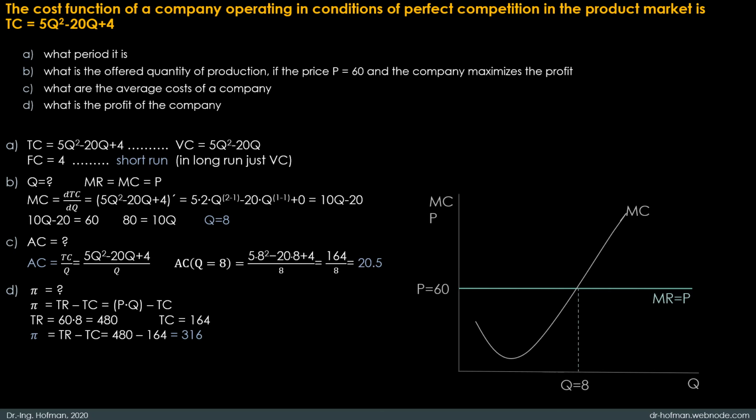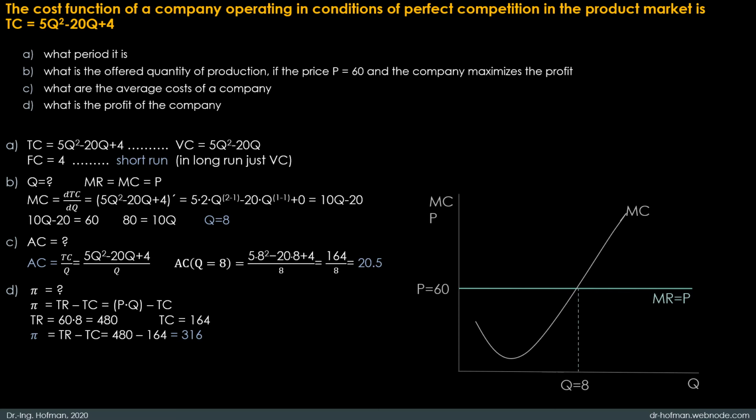MC, marginal cost, is the derivative of total cost, which we know from the first line it was given, according to Q. So let's derive this expression according to Q, and we get 10Q minus 20. I also wrote here how you do the first derivative, so that you know how to work with exponents and follow the rules of derivatives.